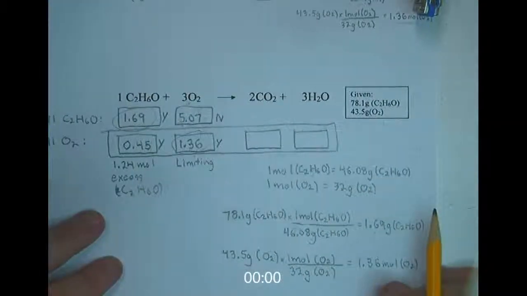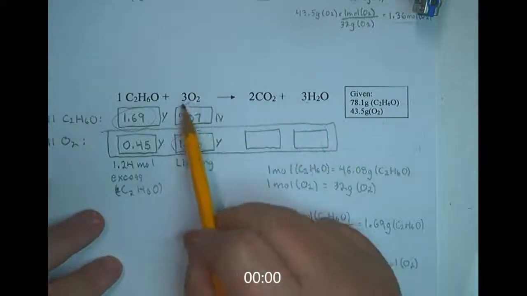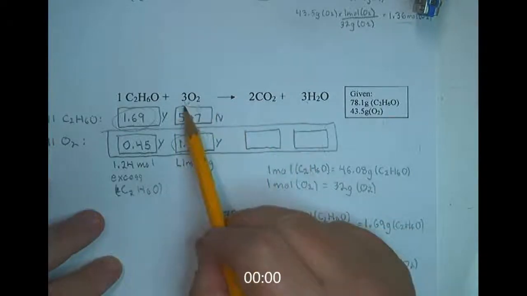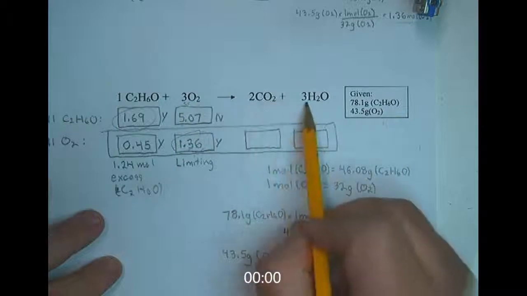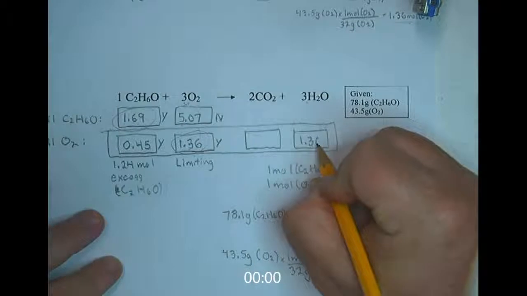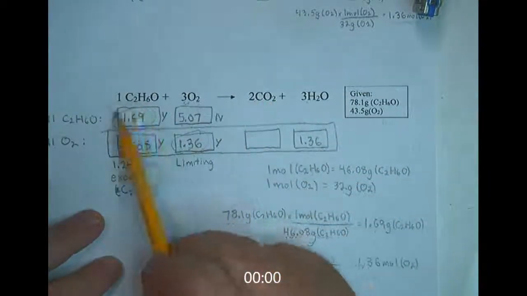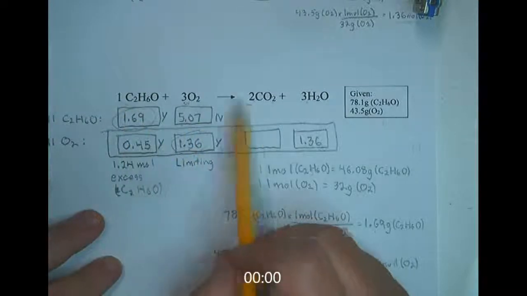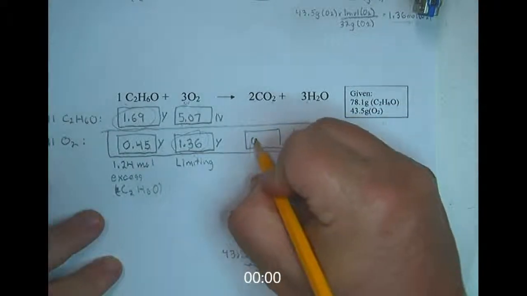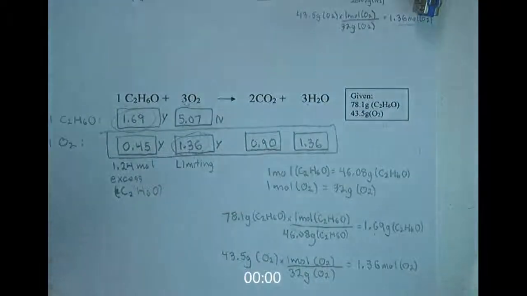Okay, so what do we look at here? Well, water is the easiest one to do. There's 3 moles of water for every 3 moles of oxygen. So that's a 1-to-1 relationship. For every mole of this, you get the same number of moles of that. So 1.36, 1.36. Okay, and then carbon dioxide, there's twice as many moles of CO2 as there are moles of ethanol. So it's a 2-to-1. So if I have 0.45 moles of ethanol, I'm going to have twice that, or 0.90 moles of carbon dioxide. Okay, and that's how you do those problems.